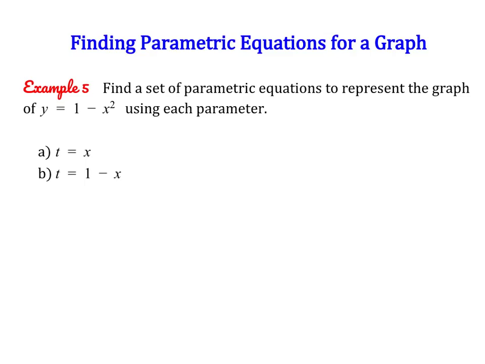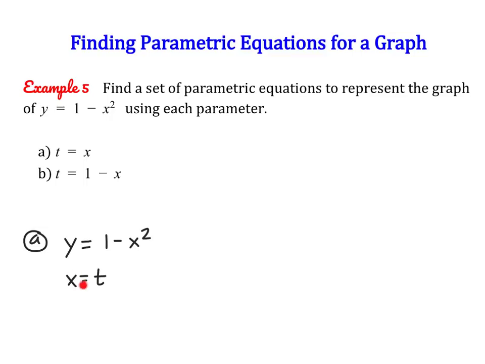All right, the last thing we're going to do is kind of the reverse of what we've been doing. We're going to take a rectangular equation and write it as a set of 2 parametric equations. So we're going to do 2 different cases, but both for y equals 1 minus x squared. So let's focus on this first one. We know that y equals 1 minus x squared. And for part A, they tell us that x is going to be t. So that's part of our parameter.